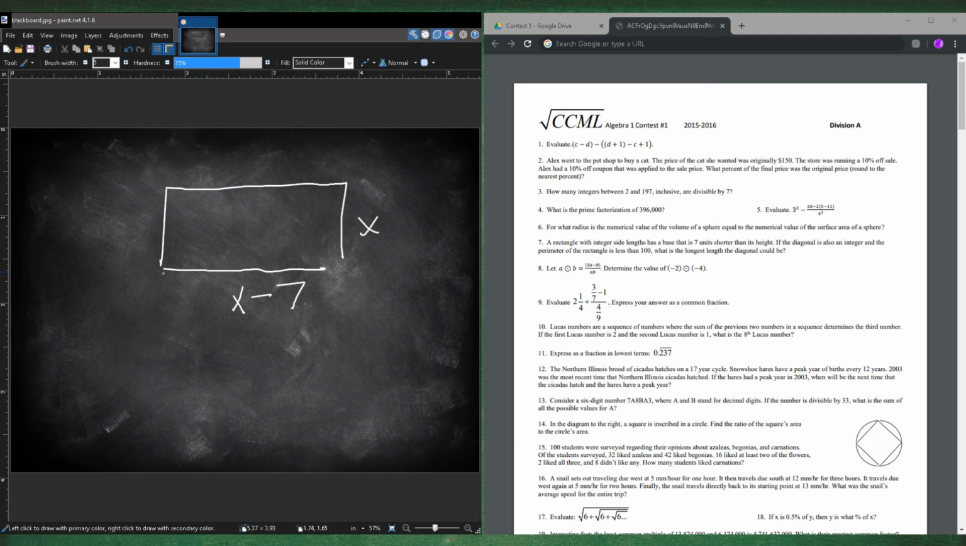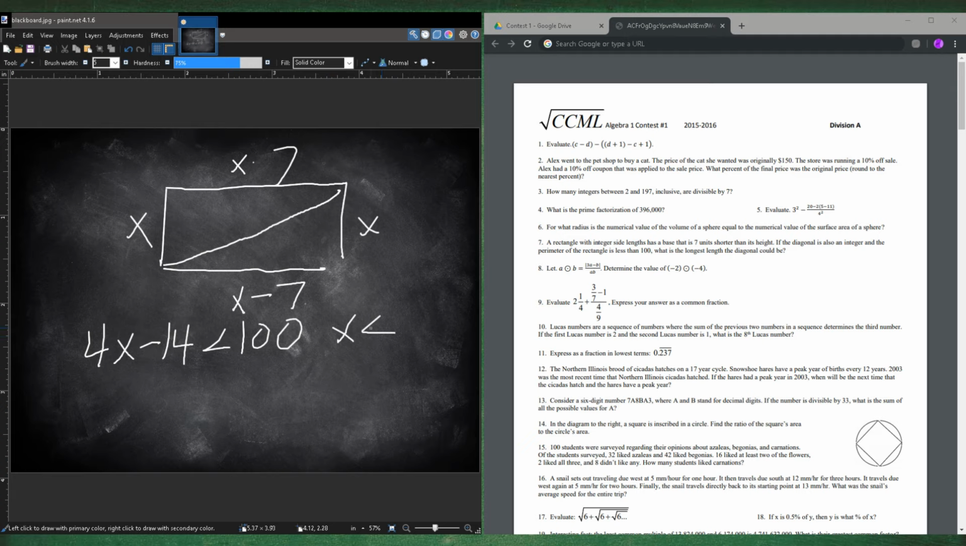And it says its diagonal is also an integer, and the perimeter of the rectangle is less than 100. So the perimeter overall will be 4x minus 14, which has to be less than 100. Using your calculator, 100 plus 14 divided by 4 is 28.5. So your x can only go up to 28.